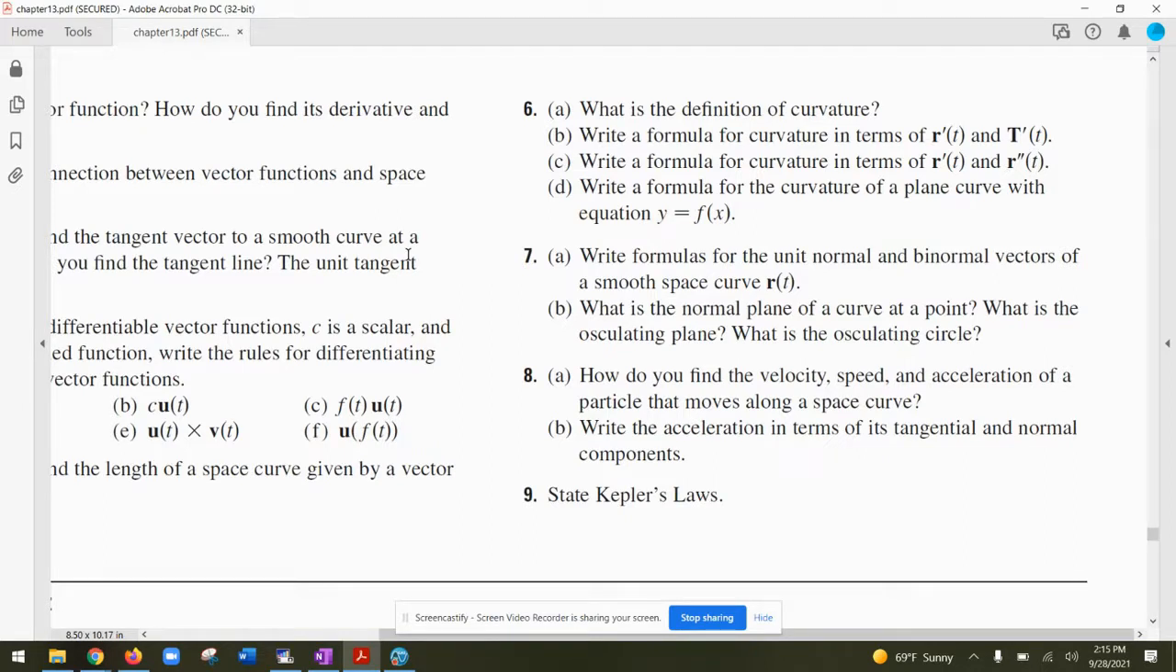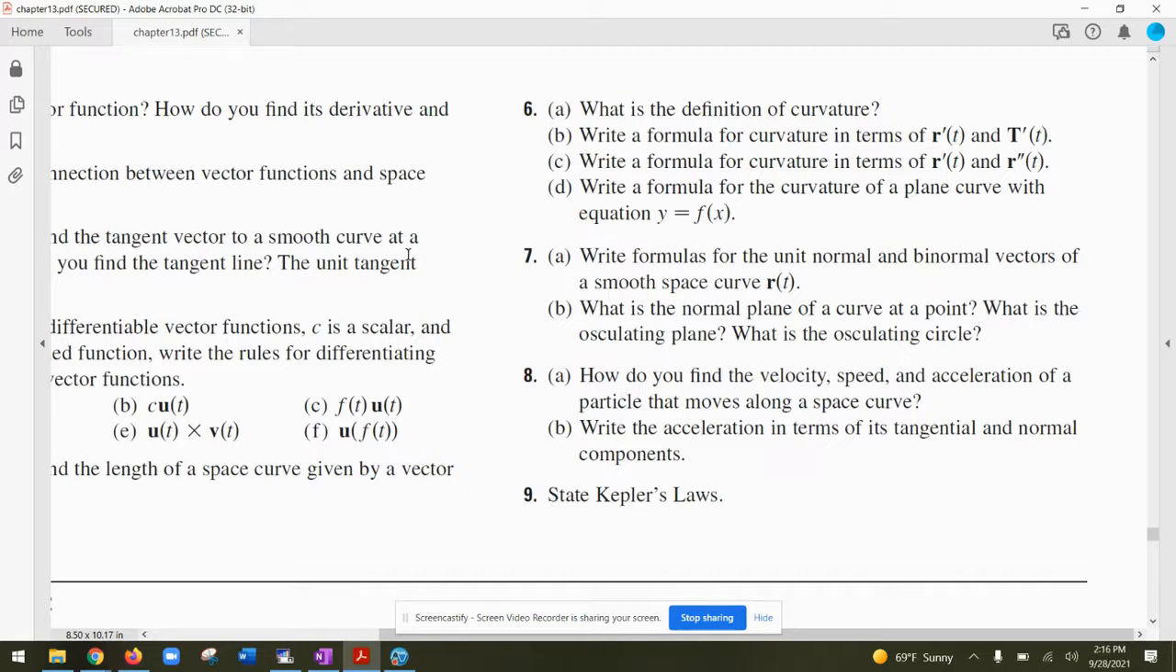Write formulas for the unit normal and binormal vectors of a smooth space curve r. Okay, let's go with Raphael on that one. So for unit normal, you do the r prime over the magnitude of r prime. Think again. Unit normal is not r prime. Oh, sorry, yeah, the tangent. There you go. Over the magnitude of that. So it's big T prime over the magnitude of big T prime. That's the unit normal vector.